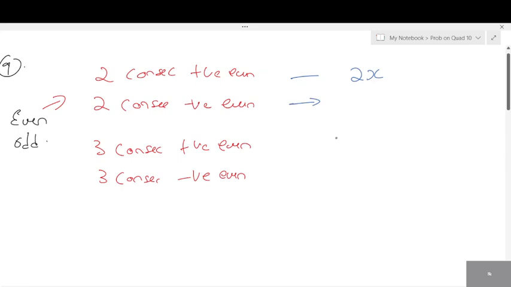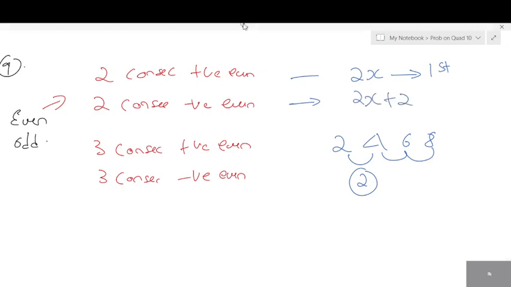Second number, what are the even numbers? 2, 4, 6, 8. What is the difference between them? The difference between each number is 2. So this is the first number. For the second number you take 2x plus 2. Remember this: 2x, and for the second number 2x plus 2. This is the only difference. Other things are the same. It is the usual calculation.